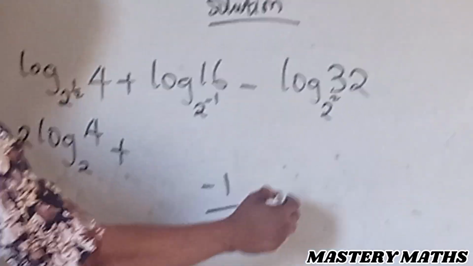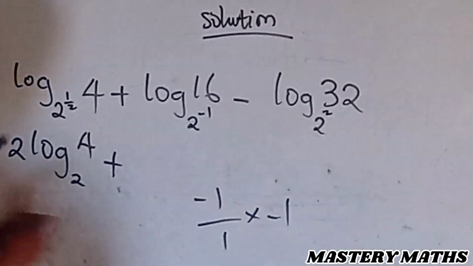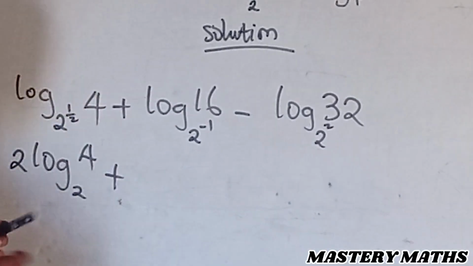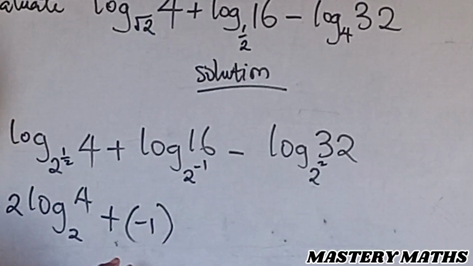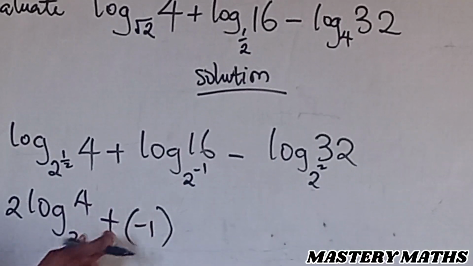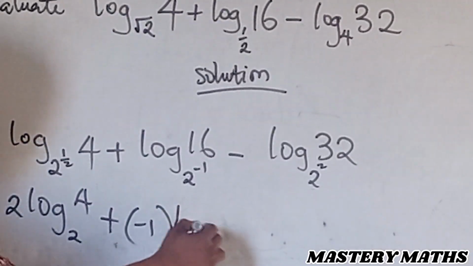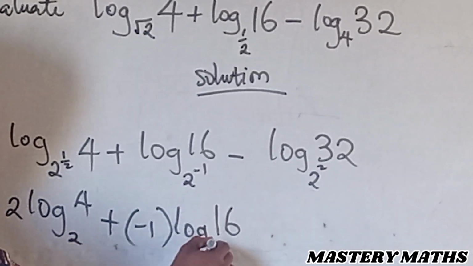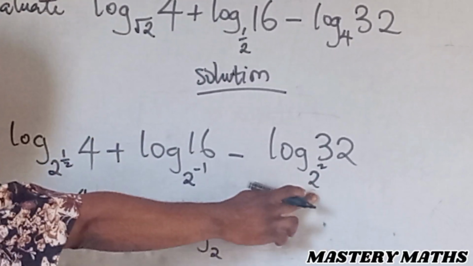When you still turn it, it will still give us minus 1 as the answer. So this is minus 1. So here it becomes minus 1, close the bracket, because when two signs are coming together, separate them with a bracket. So it becomes log 16 in base 2. Now you have your sign. This one, the same thing.